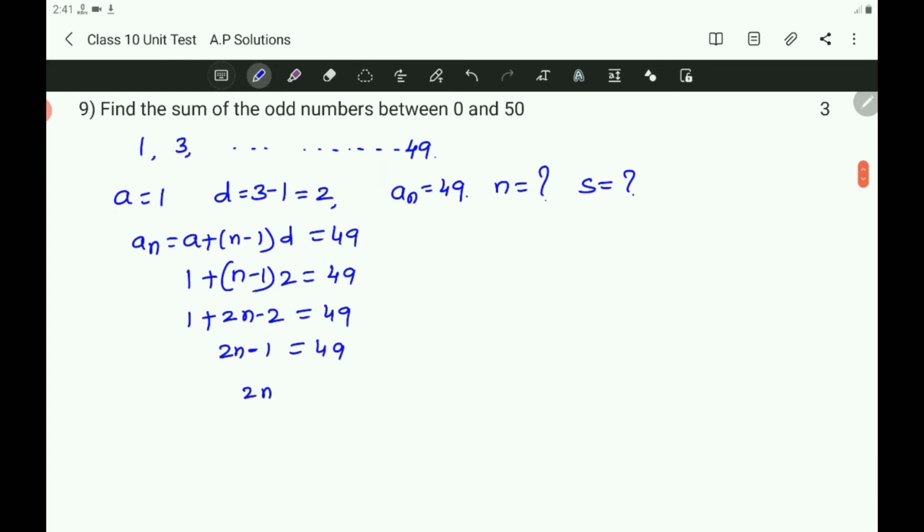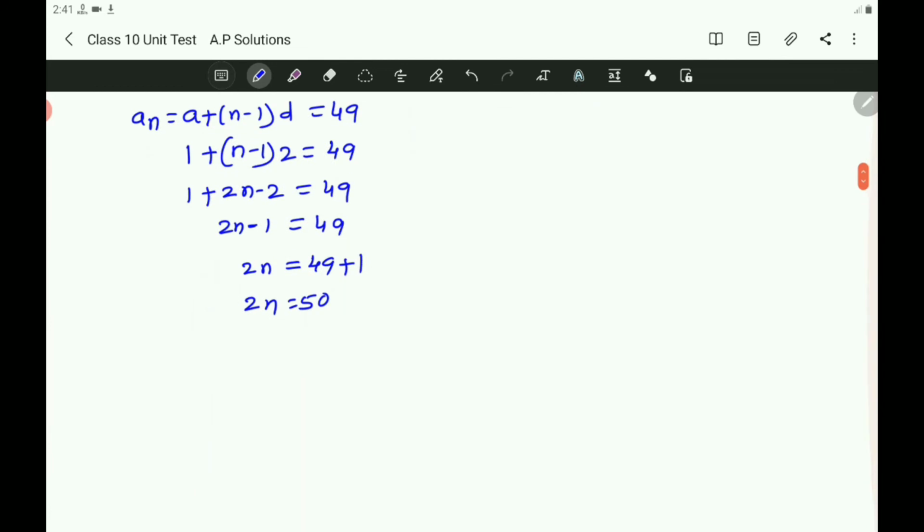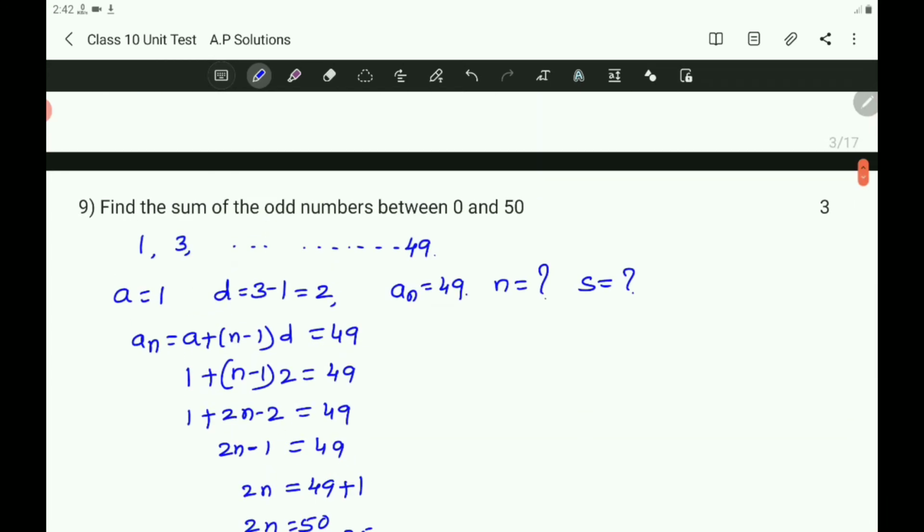Then n is to be found out here. So you transfer this minus 1 to the RHS, that becomes 49 plus 1. Then 2n equals 50. Then you got n equals 50 by 2, that is 25. So you got n equals 25. Now to find the sum, you can use any one formula, by using a, d and n, or by using a, n, l.